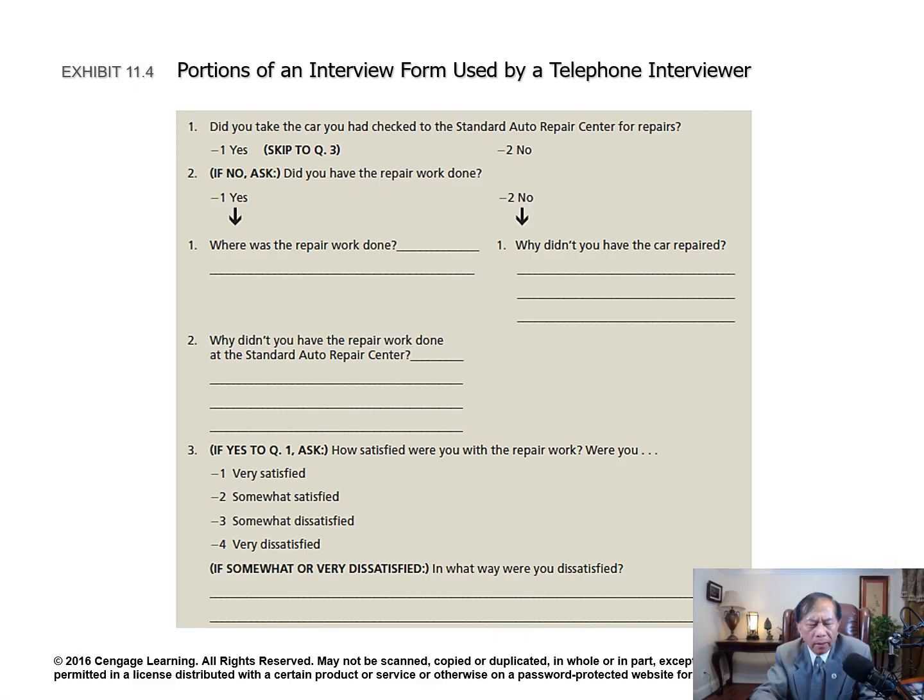This is an example of portions of an interview form used by a telephone interviewer. The first question: did you take the car you had checked to the standard auto repair center for repairs? If they say yes, skip to question number 3. If no, you continue and ask the second question: did you have the repair work done? If yes, you go down to the next one. If no, you go here.